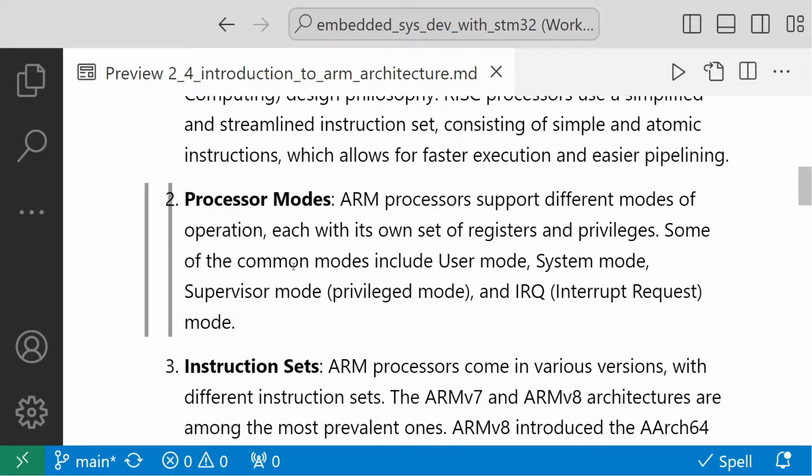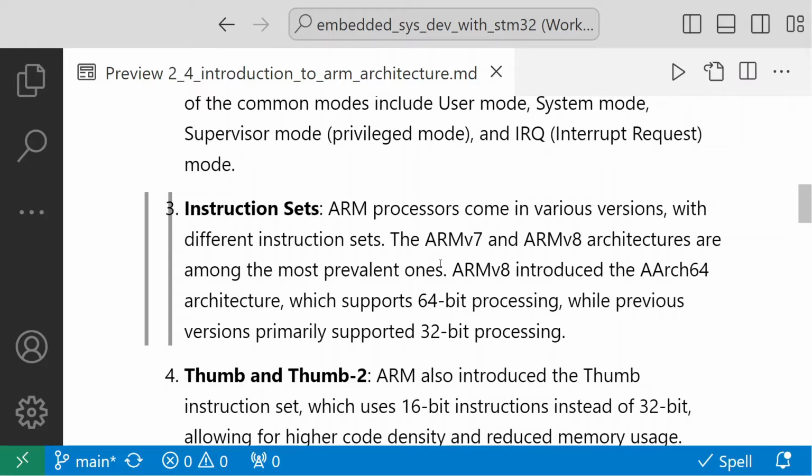Processor modes. ARM processors support different modes of operation, each with its own set of registers and privileges. Some of the common modes include user mode, system mode, supervisor mode, that's again a privileged mode, and IRQ, interrupt request, mode. Processor modes are extremely important when you design a system with high security needs. Any system under user mode cannot access the resources in supervisor mode and so on. So it's very important for a processor to support different modes for security reasons.